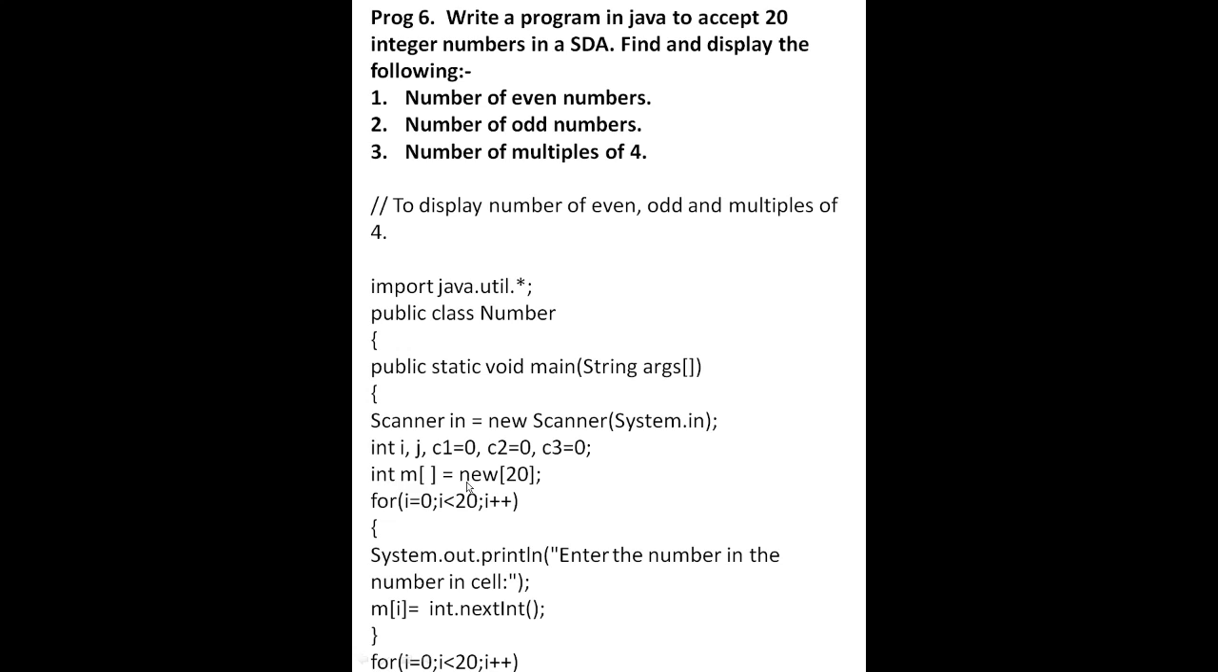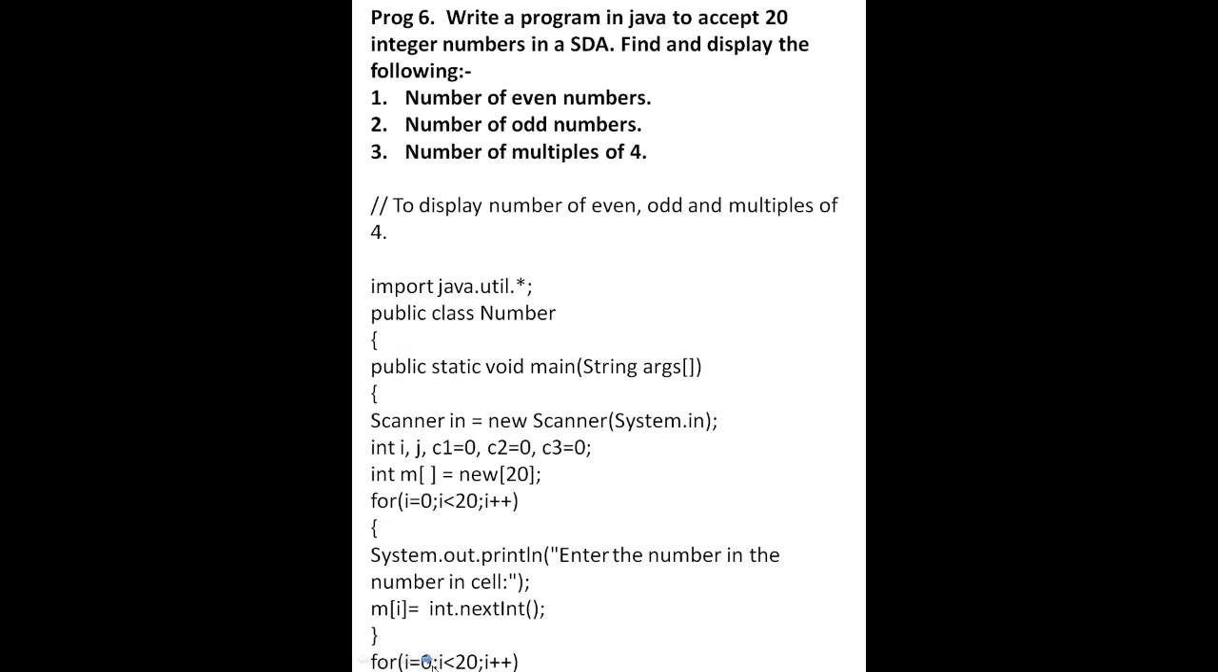Now int m, new int. By mistake I have not written int. Sorry for this. You all will write int here, new int 20, because we are accepting 20 numbers, so we will write 20. Now for i is equal to 0, i less than 20, i plus plus. Curly bracket, System.out.println, enter the number in the cell. Then m[i], then we will write the data type. Sorry, we will write the data type here, curly bracket close.